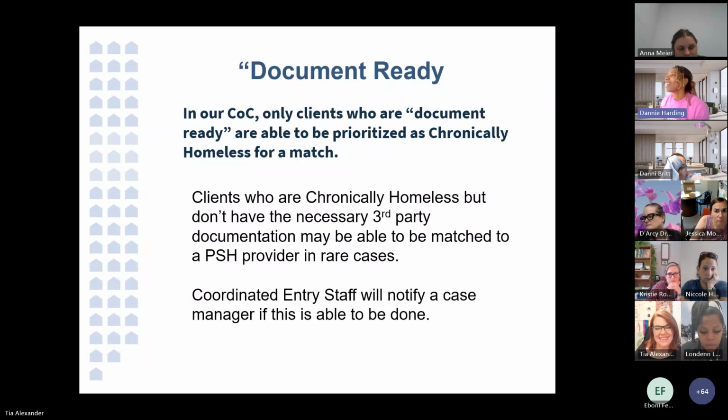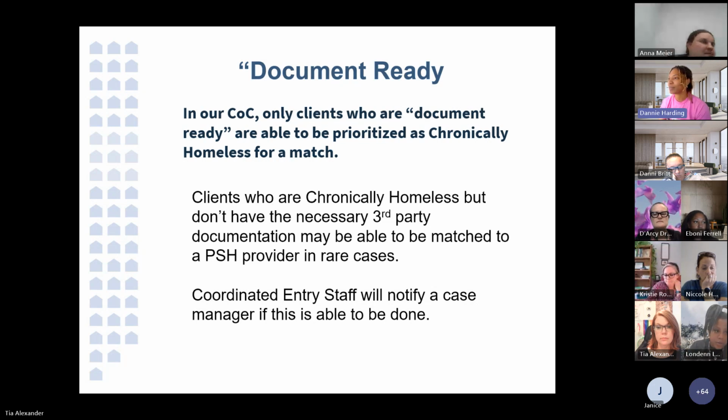Okay. In our CLC, only clients who are document ready are able to be prioritized as chronically homeless for a match, for reasons the compliance team will go over later in this presentation. Clients who are chronically homeless but do not have the necessary third-party documentation may be able to be matched to a PSH provider in rare cases. Coordinated entry staff will notify a case manager if this is able to be done.